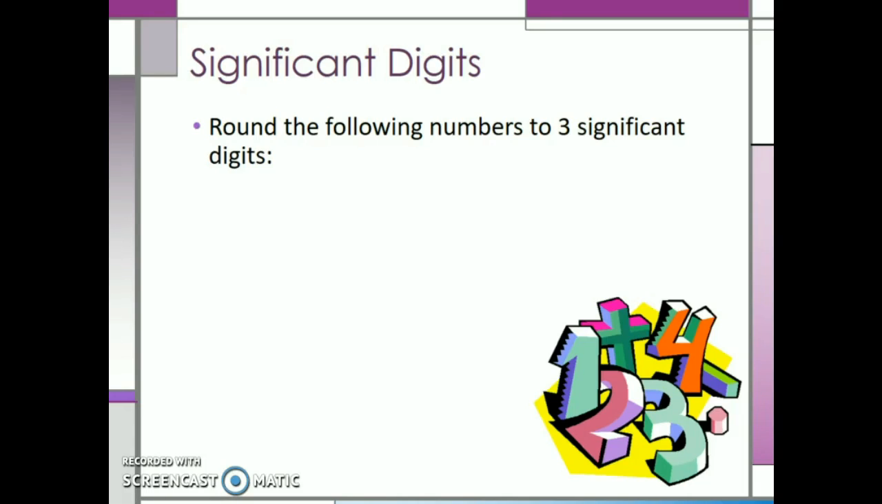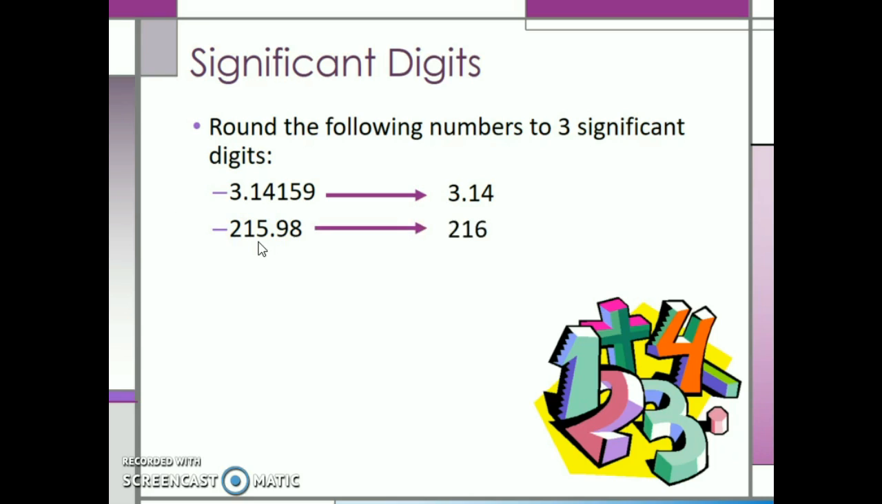Let's look at a few examples of how to round to 3 significant digits. If we want to round the number 3.14159 to 3 significant digits, we would count the first 3 non-zero numbers. In this case, we will be rounding to the 100th digit. Our answer is 3.14 since the number to the right of the 4 is less than 5. 215.98 would be rounded to the nearest whole number, which in this case would be 216.